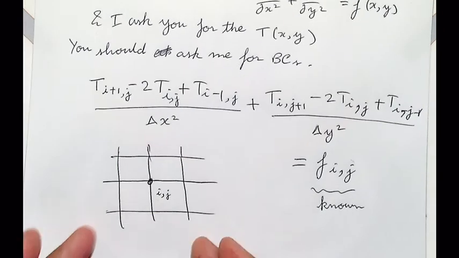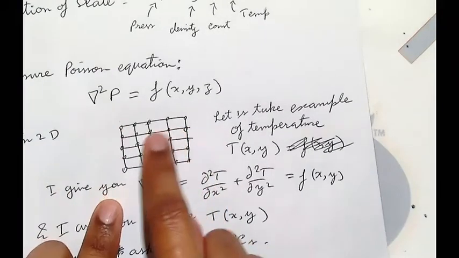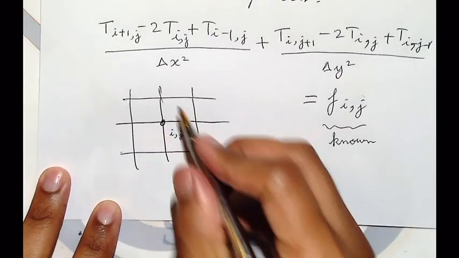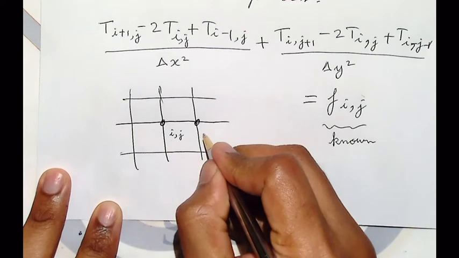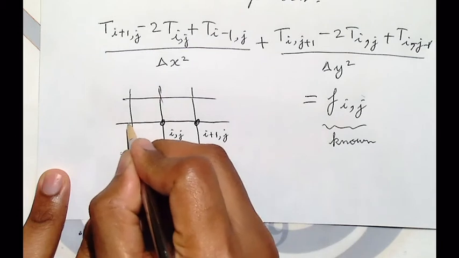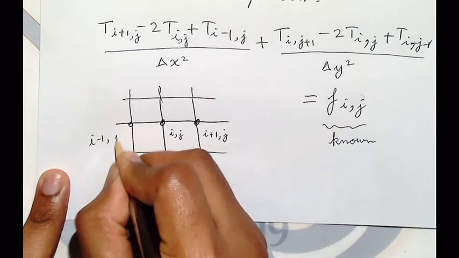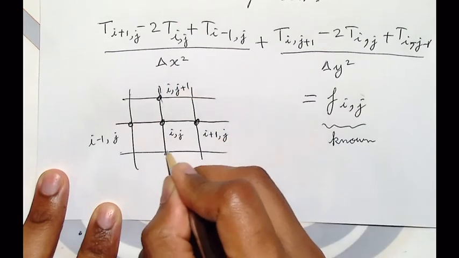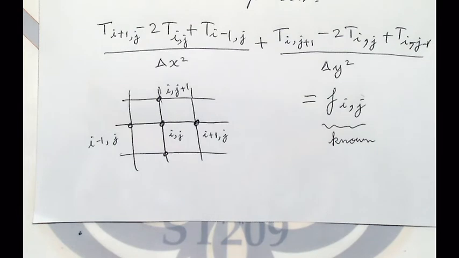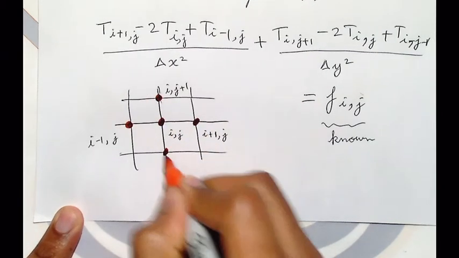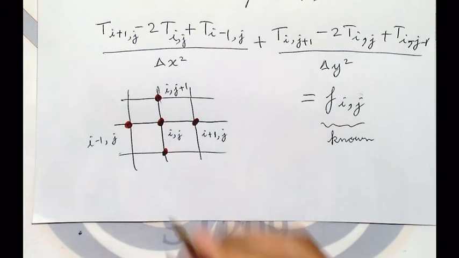Yeah, so it's just this whole plate. I'm looking at one small section of it, okay? And this node, general node, is called i, j. What is this node? i plus 1, comma, j. i minus 1, comma, j. i, comma, j plus 1. This is i, comma, j minus 1.